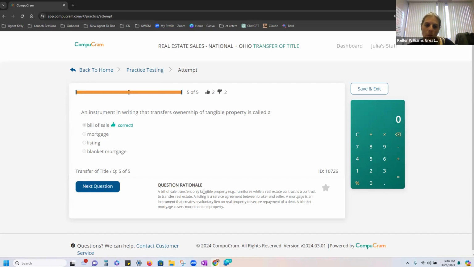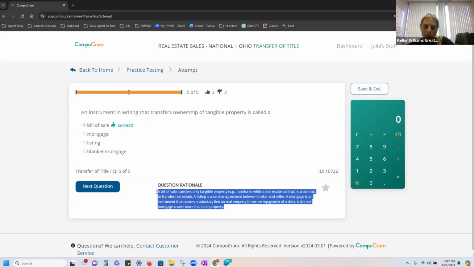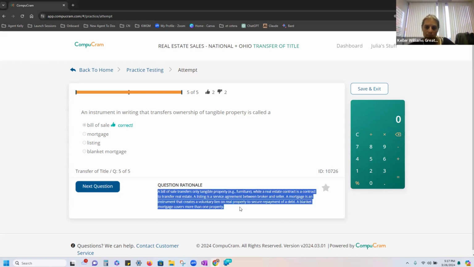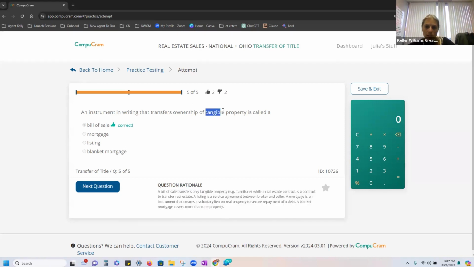So a bill of sale transfers only tangible property, for example furniture. Well, a real estate contract is a contract to transfer real estate. A listing is a service agreement between broker and seller, and a mortgage is an instrument that creates a voluntary lien on real property to secure payment of a debt. A blanket mortgage covers more than one property. So a bill of sale only transfers tangible property. So make sure you know what tangible means, and a bill of sale as well.